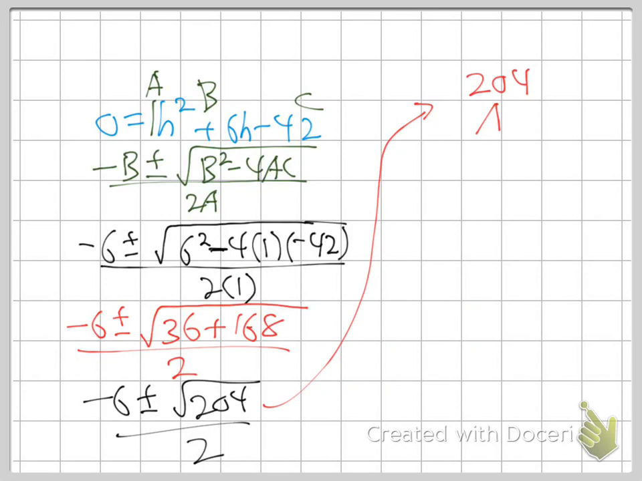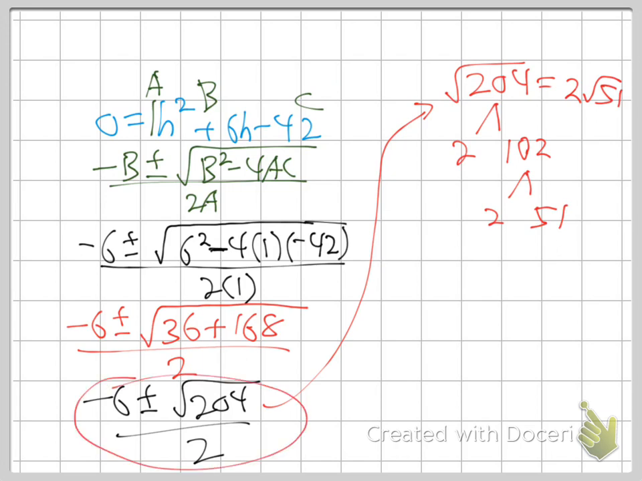Right? So take that 204, break it down. 2 times 102, which is 2 times 51. So the square root of 204 is 2 root 51. Does everybody see that? I think on the test, I'll probably just ask you for a decimal. If I just ask you for a decimal, you can just type this into your calculator and get the decimal. But this problem wants an exact answer.